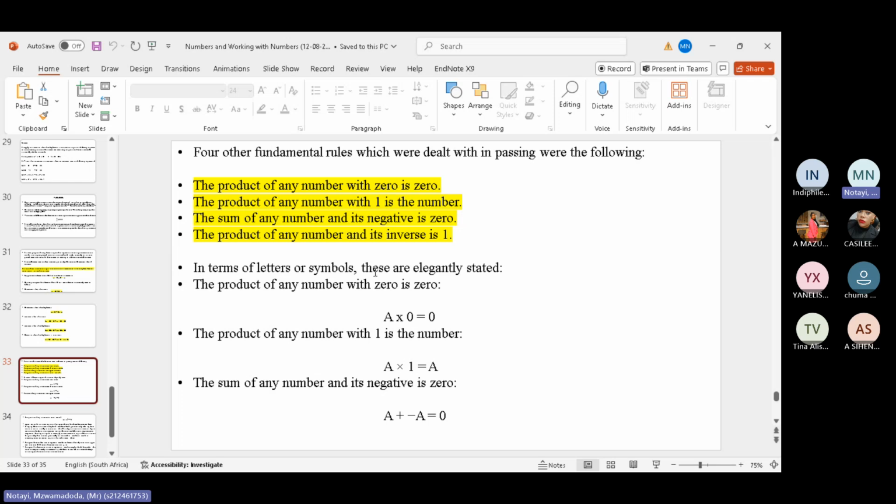In terms of letters or symbols, these are elegantly stated. The product of any number with 0 is 0, so that means A multiplied by 0 is equal to 0. The product of any number with 1 is the number, meaning A multiplied by 1 is equal to A. And the sum of any number and its negative is 0, meaning A plus negative A is equal to 0.